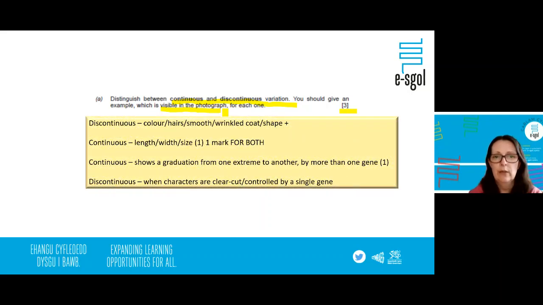So first of all, we're looking at the difference between discontinuous and continuous variation. So discontinuous, it could be the colour, the hairs, smooth or wrinkled coat or shape. And we are thinking there for discontinuous as well, that the character is very clear cut. It's controlled by one single gene, so it's monogenic. We mentioned that earlier. And then for continuous, we're looking at something that shows a range that can be measured, so their length or width. And we know that continuous variation is shown by more than one gene, so it's polygenic, and it shows gradation from one extreme to another in what we would traditionally know as our bell-shaped curve.